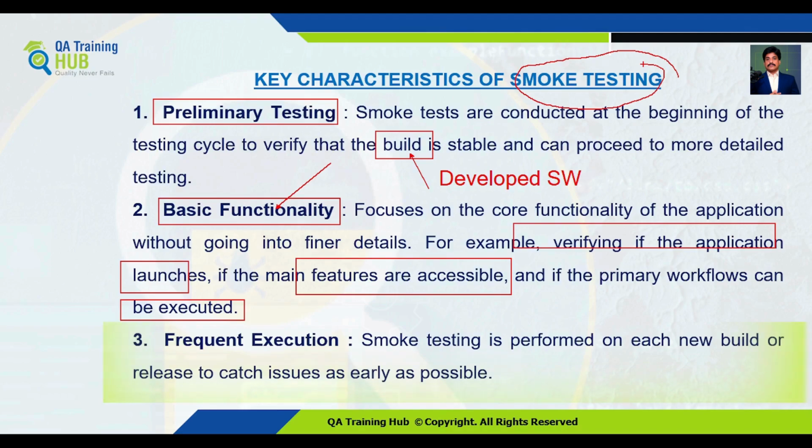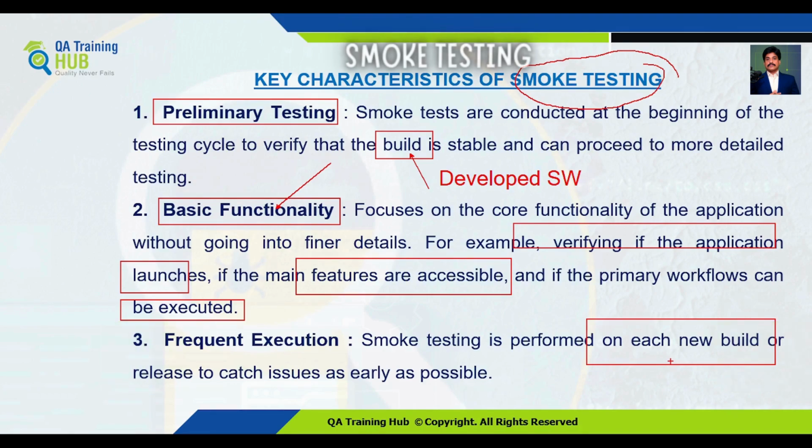And the last, third characteristic is frequent execution. Whenever a build comes from the development team to the testing team, on every build the testing team performs the first testing, called smoke testing. Is the behavior of the application working perfectly or not, in view of preliminary testing or basic functionality testing?